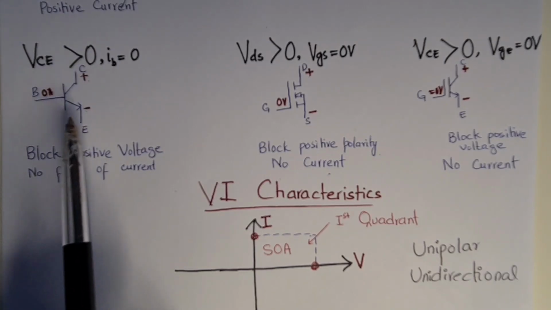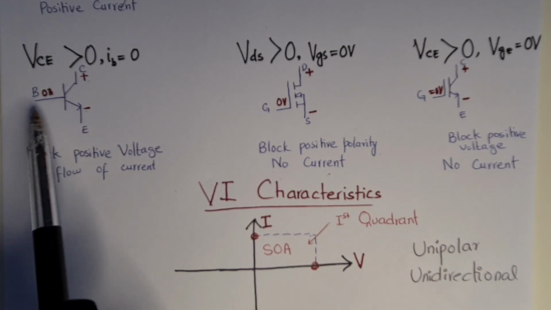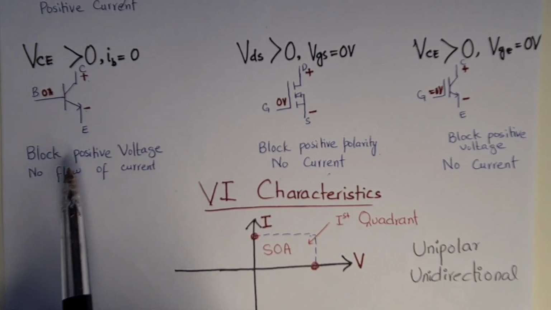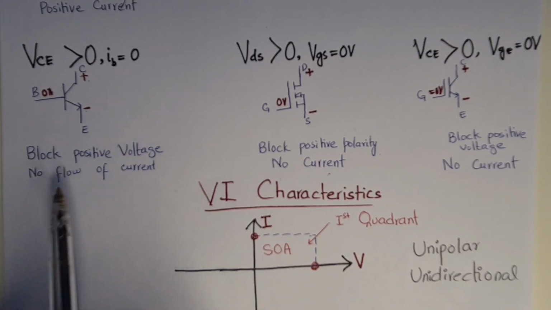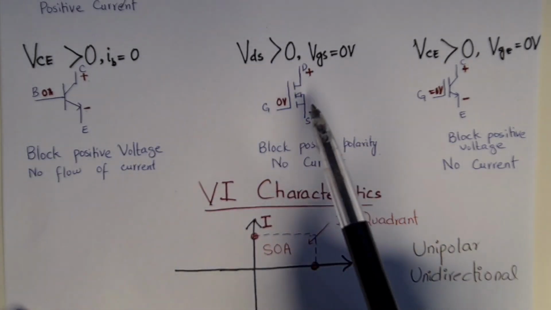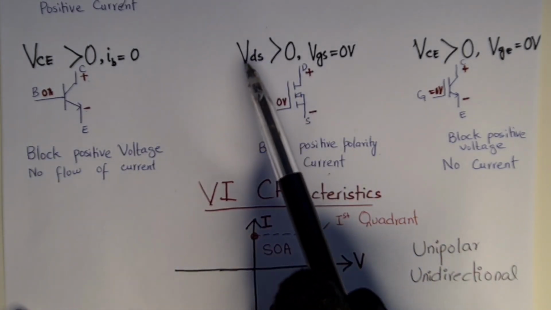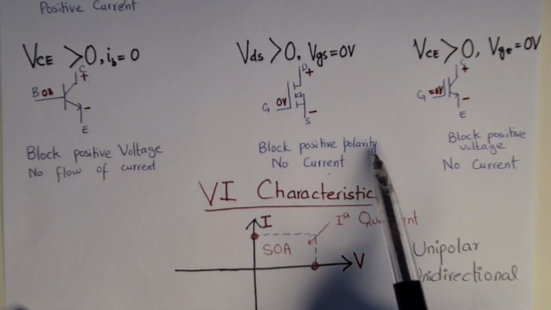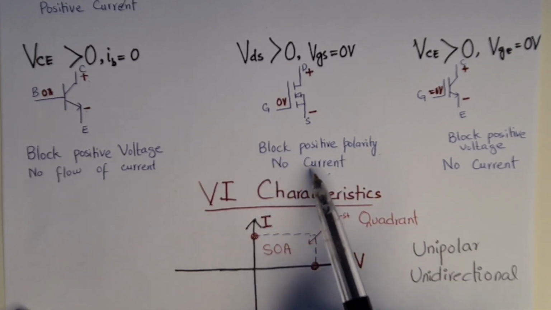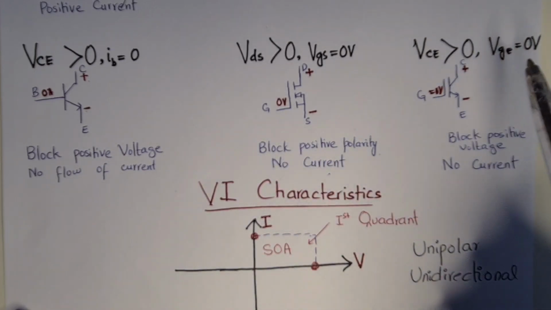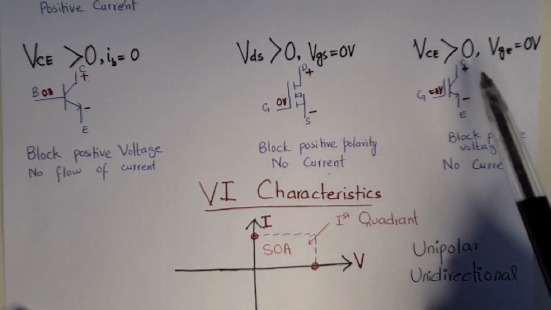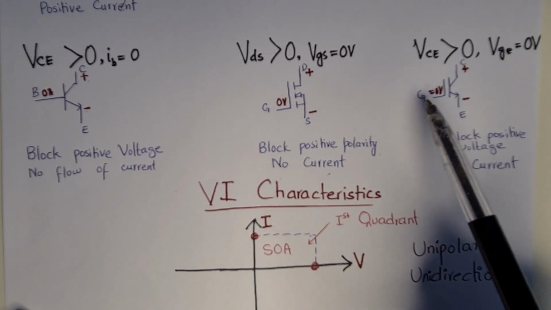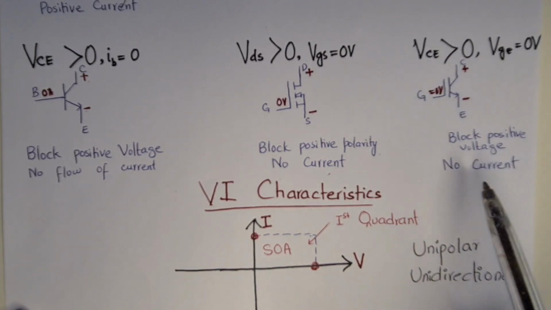When collector to emitter voltage is greater than 0 but we have not applied any base current, in that condition the BJT will block positive voltage and there will be no flow of current. If we talk about the FET and we have applied VDS greater than 0 but VGS is equal to 0, it will block the positive polarity of the voltage and there will be no flow of current. In the IGBT, with the same condition, that we have applied positive voltage from collector to emitter and there is no voltage at the gate, it will block positive voltage and there will be no flow of current.